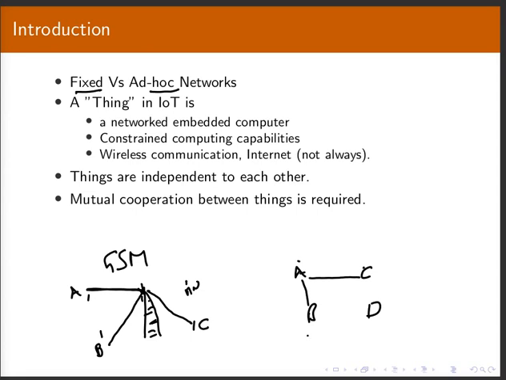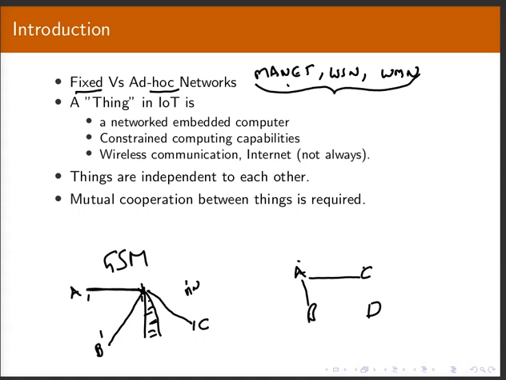So there are three different variants of ad hoc networks. One is MANET, and wireless sensor networks, and wireless mesh networks. Apart from this, there are some others also, but these are the major ad hoc networks.